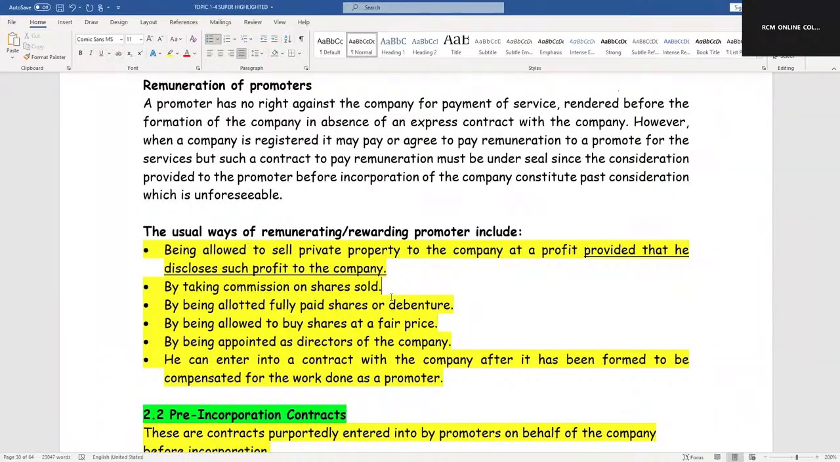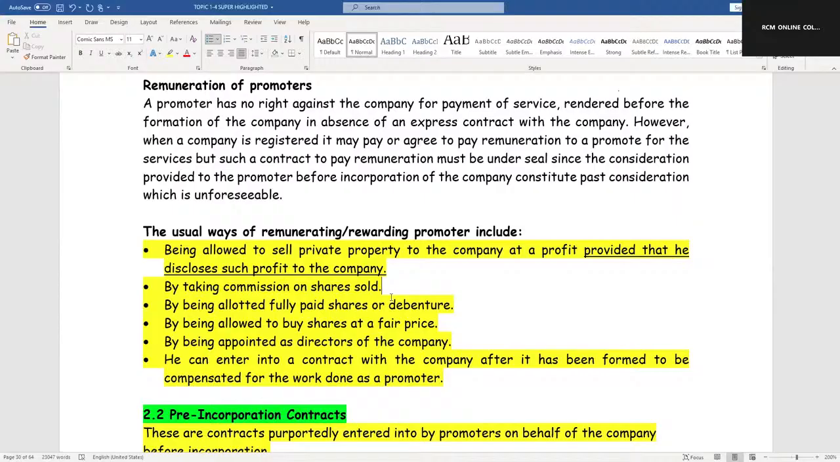So they'll now, in this case, enter into a contract formally and, of course, say, for the work you did, we're going to pay you 200,000. So you'll be able to get that money. So you can formally enter into an agreement with the company after formation to be compensated or be remunerated for the work he did as what? As the promoter of the company.